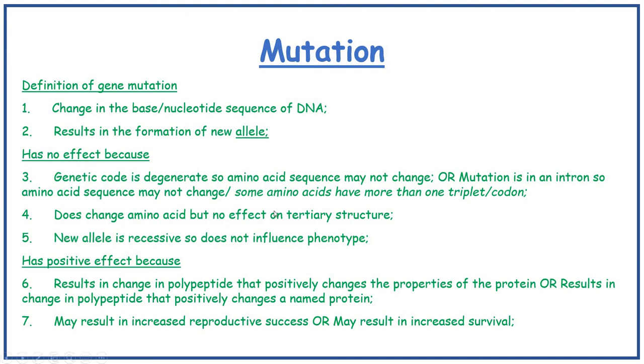You can have a description of degenerate, so some amino acids have more than one triplet or codon. It might change the amino acid, but does not affect the tertiary structure because it's not where one of the bonds is formed. The new allele could be recessive, so it does not influence the phenotype. It could have a positive effect because it results in a change in a polypeptide that positively changes the property of the protein. This may result in increased reproductive success or may increase survival.